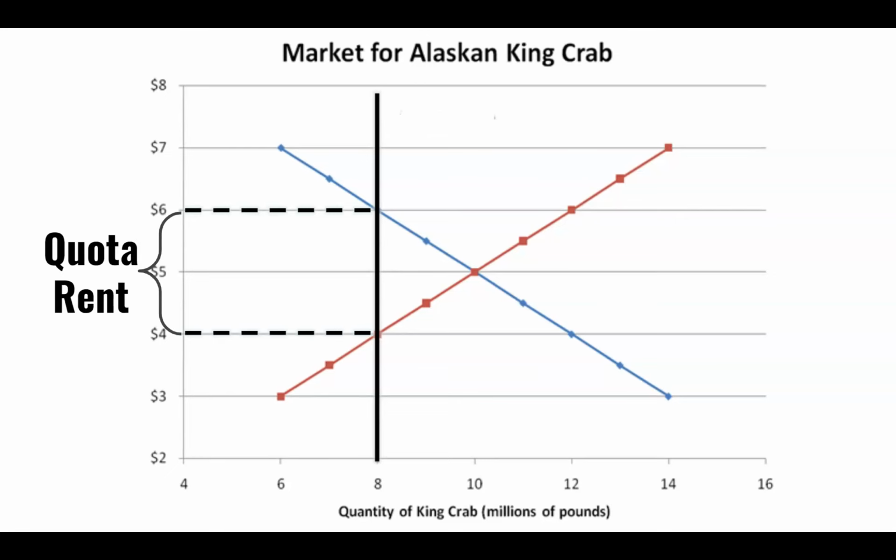Well, it creates something known as quota rent. At 8 million pounds of crab, the minimum price received to produce is $4. The maximum willingness to pay is $6. So in the market, consumers will pay $6 a pound to get the 8 million pounds of crab. The supplier was willing to accept as little as $4, so they have received a price over and above their minimum. Anytime you get a price that's greater than the minimum willingness to sell, we call that rent. And in this case, that rent is being created by the quota. So the distance between the supply and demand curve at the quota amount is known as the quota rent.